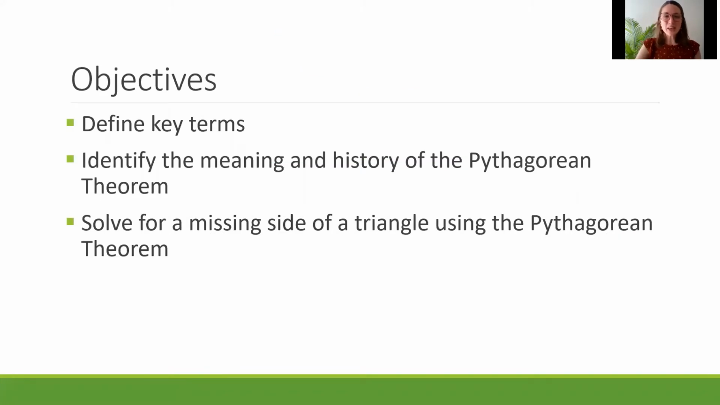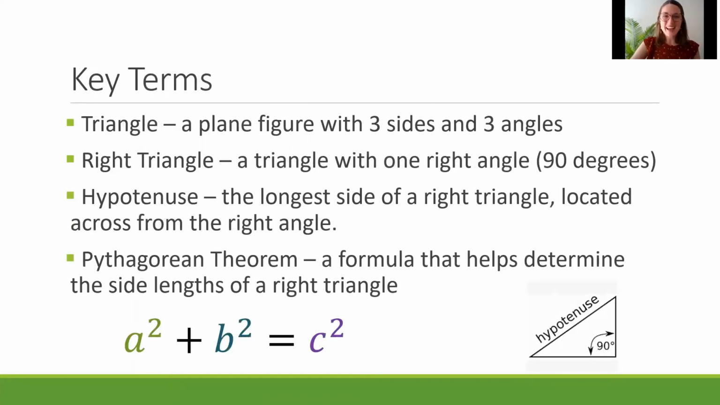So today we'll be looking at some key terms. We'll be identifying the meaning and history of the Pythagorean Theorem. We'll also be solving for the missing side of a triangle using that theorem. Let's get started with some key terms.